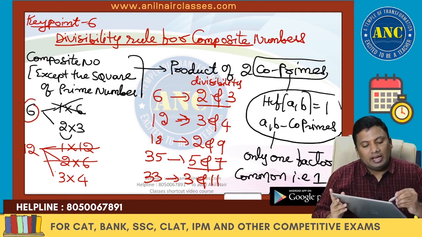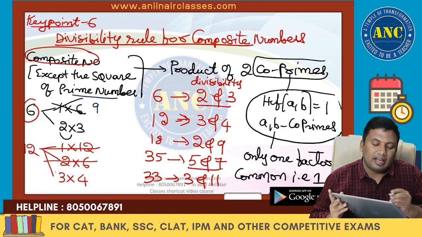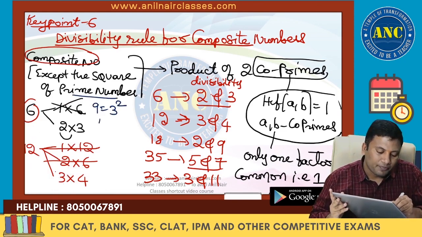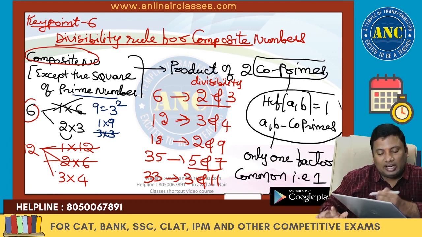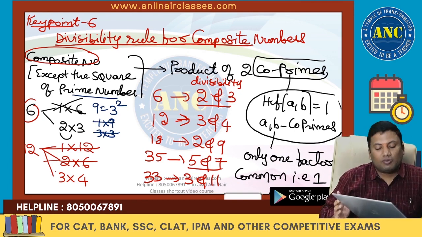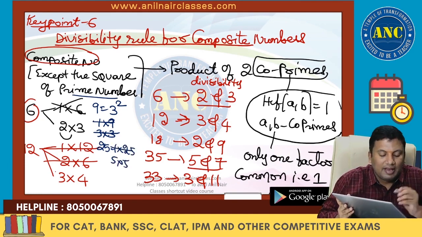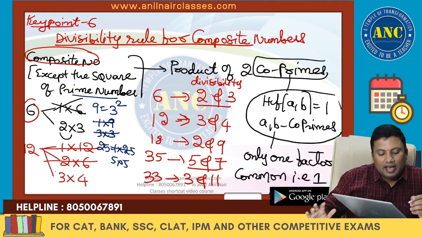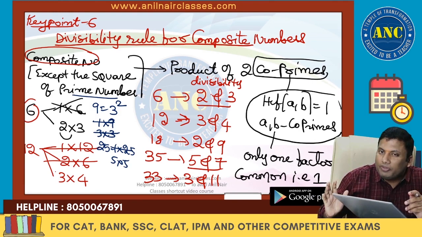If you take any composite number except the square of a prime number. Why? Because if I take 9, 9 is nothing but 3 square. You cannot write it as a product of two coprimes. 3 and 3 HCF is 3. 9 writing the number itself is 1 into 9. 25 is 1 into 25 and 5 into 5. 5 and 5 HCF is 5. 25 writing the number itself is 1 into 25. I hope the idea is clear.